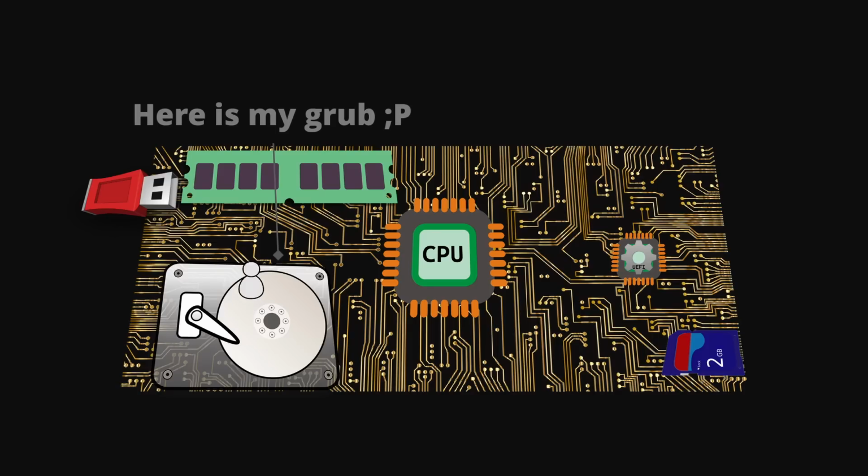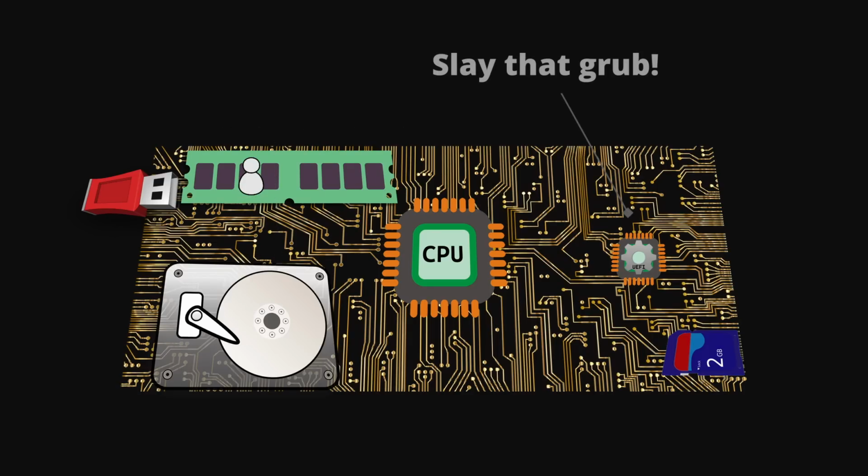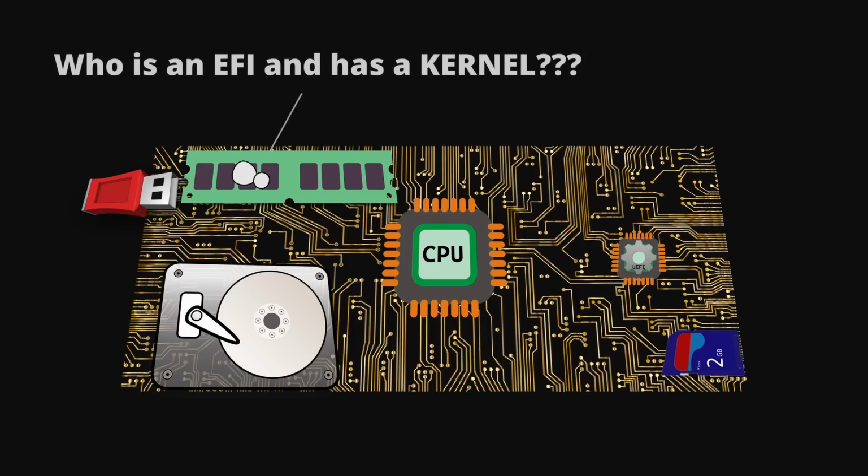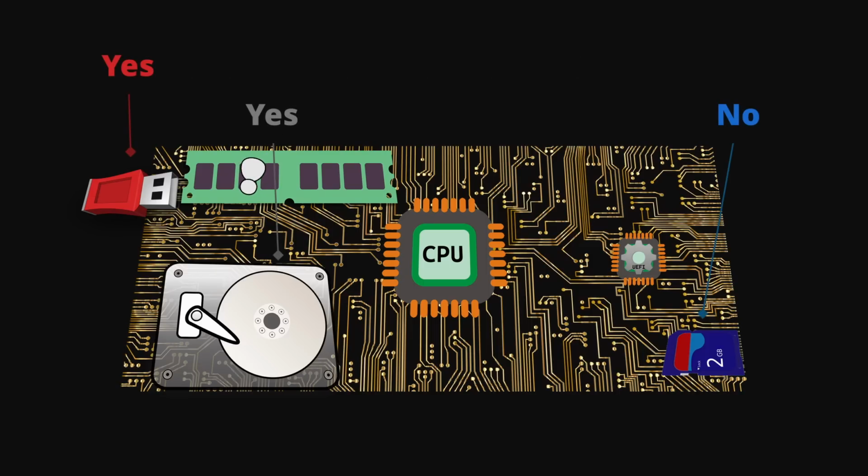UEFI loads this GRUB program into memory and tells the CPU to start running it. And this GRUB program has really nothing to do with the operating system, but its main responsibility is to search for operating systems in EFI file systems, then use that operating system. So it's mainly a main menu.